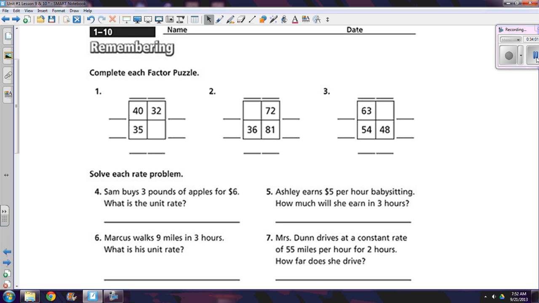This concludes Lesson 9 and Lesson 10. And like I said, on Monday we will work on the schoolwork and complete 1.9 and 1.10.